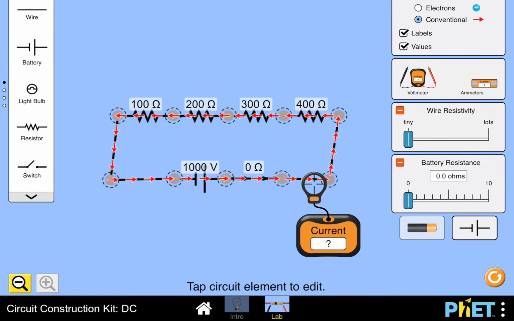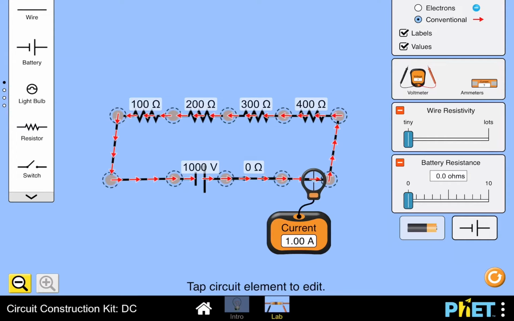Let's measure this one here, and you see here the current is 1 ampere, and it doesn't matter where you measure the current. This is an ammeter, that means it has to always be connected in series. It doesn't matter where you measure, that means the current flowing through each resistor, or at any point in the circuit, is exactly the same, 1 ampere. So we talked about one thing here: the current flowing through each resistor is exactly the same.